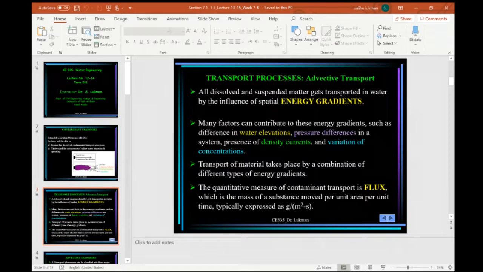So, transport processes. The first and simplest one that we are going to explain is advective transport. All dissolved and suspended matter gets transported in water by the influence of spatial energy gradients. I mentioned in the previous chapter that you must have an energy gradient, a potential gradient, before water can move, because it moves from a region of higher energy to a region of lower energy.